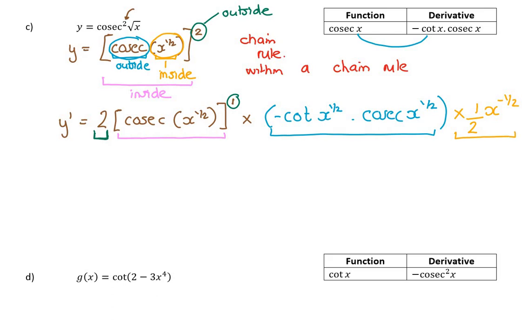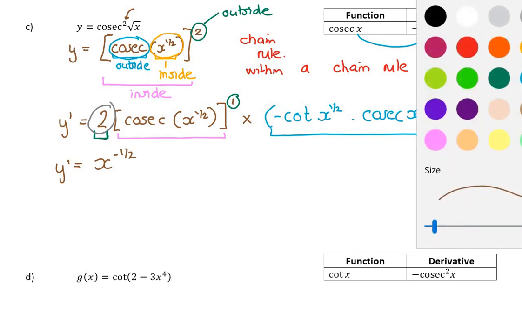Now, can this be written more simply? Absolutely it can, because there's a little bit of simplifying that can be done here. So for example, I've got a 2 here, and I've got a half here. So 2 times a half is 1. I've got x to the power of negative a half here, which I'm going to bring to the front. I probably wouldn't bother changing that to the bottom, because in AP Maths we don't care about negative exponents at all. So it's x to the power of negative a half.